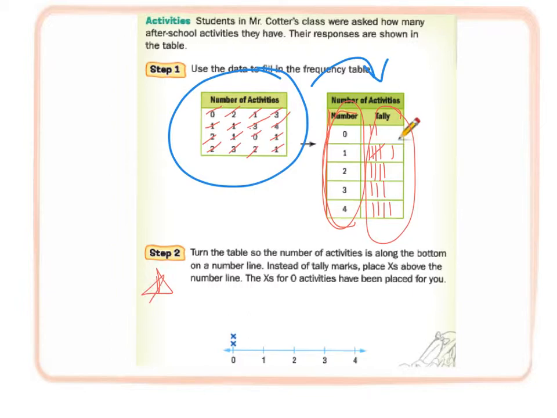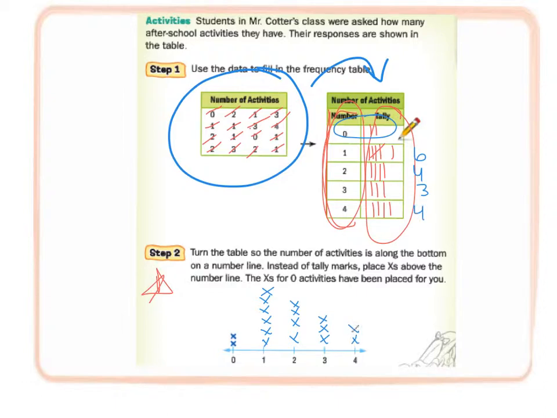Step 2. Turn the table so that the number of activities is along the bottom on the number line. Instead of tally marks, place X's above the number line. The X's for 0 activities have been placed for you. So remember, up here, 0 had 2, so that's why there's 2 X's. 1 had 6, so I'm going to draw 6 X's. 1, 2, 3, 4, 5, 6. 2 had 4. 1, 2, 3, 4. 3 had 3. 1, 2, 3. And then 4 had 4.